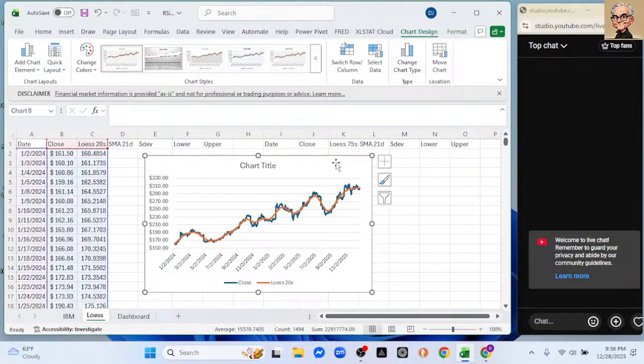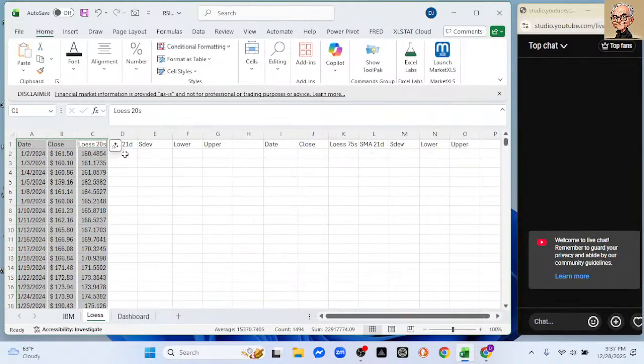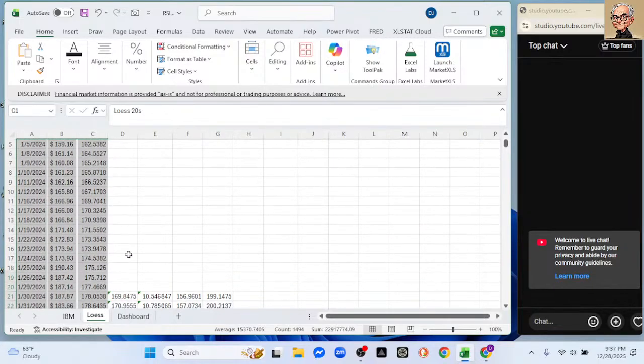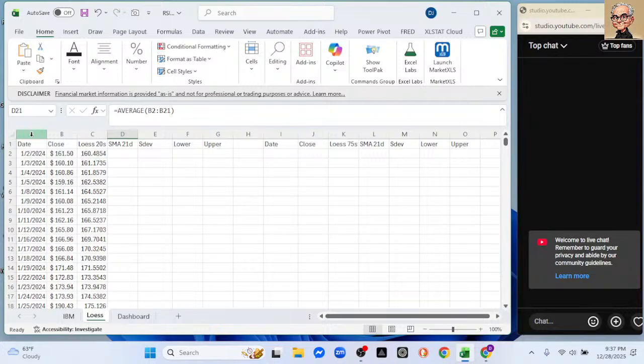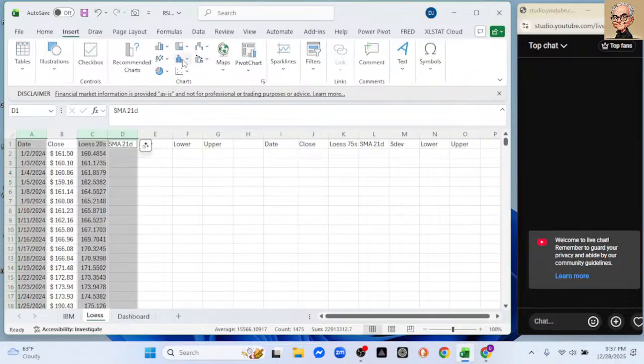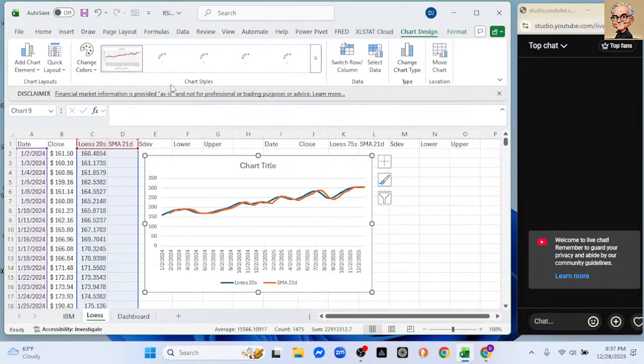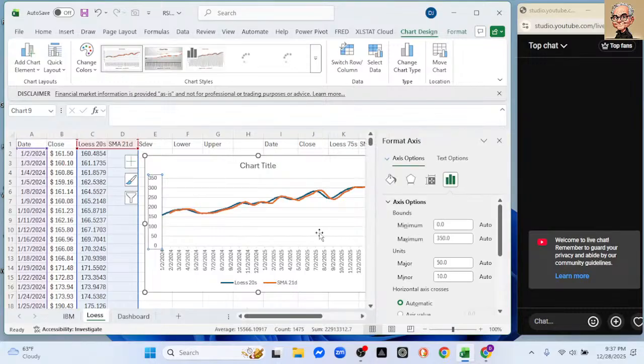And just by way of comparison, I'm also going to set up the average. I've already got this set up. So I've got the average ready. Let's take a look and compare the Loess 50 to a 20-day moving average.